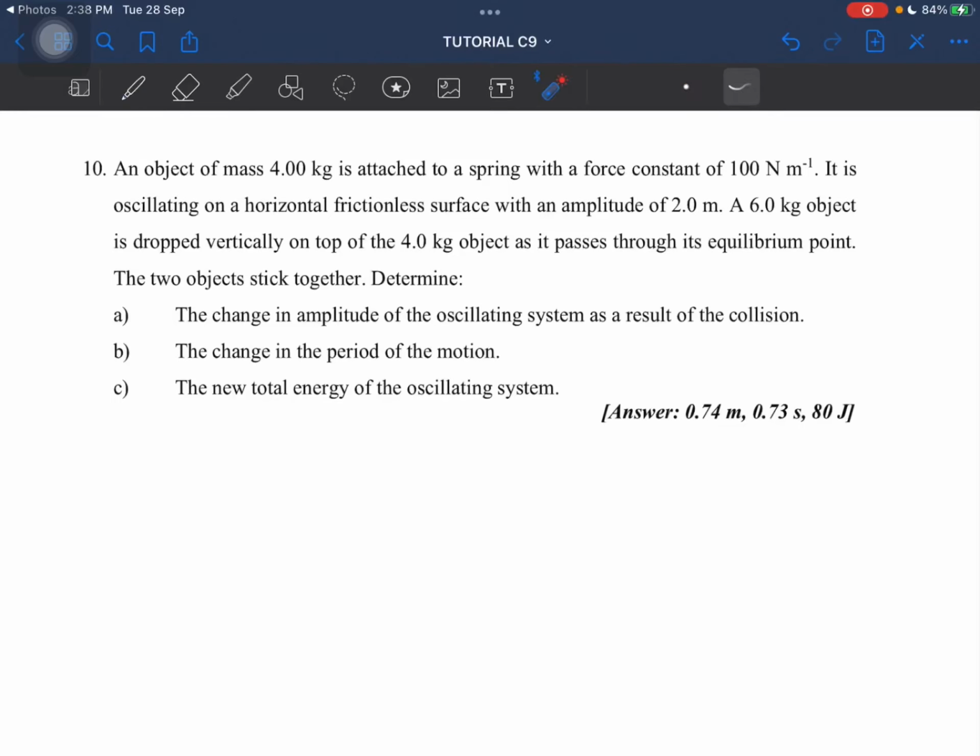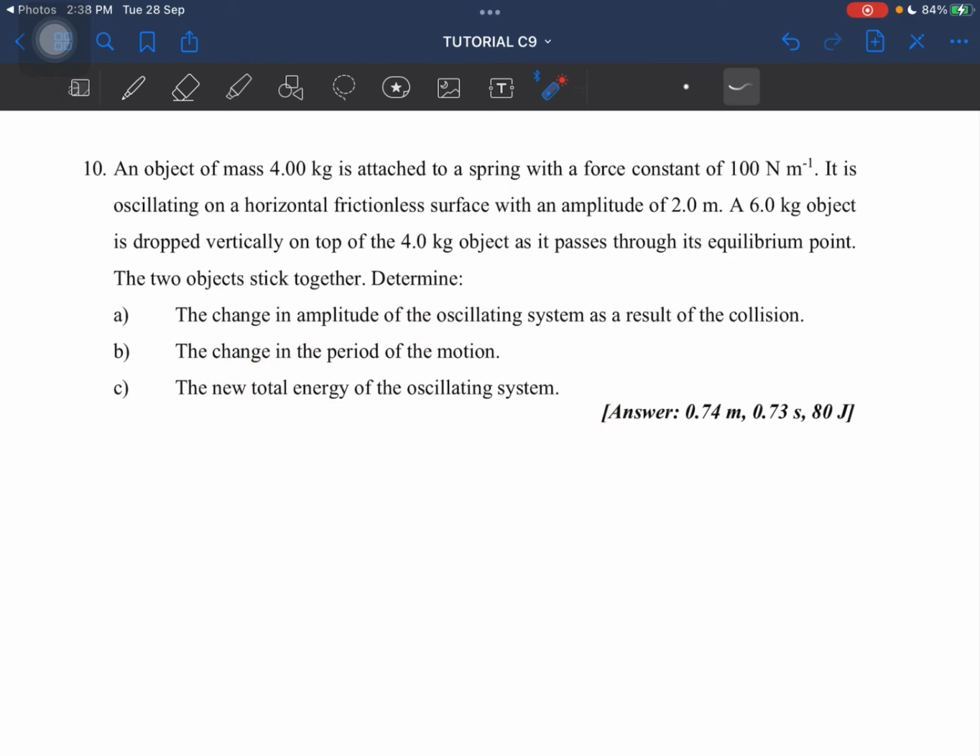Okay, question 10. An object of mass 4 kg is attached to a spring with a force constant of 100 Newton per meter. It is oscillating on a horizontal frictionless surface with an amplitude of 2 meters. Then a 6 kg object is dropped vertically on top of the 4 kg object as it passes through its equilibrium point. The two objects then stick together. Determine the change in amplitude as a result of the collision, the change in the period of the motion, as well as the new total energy of the oscillating system.